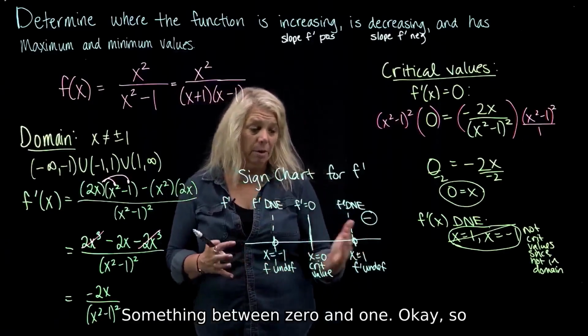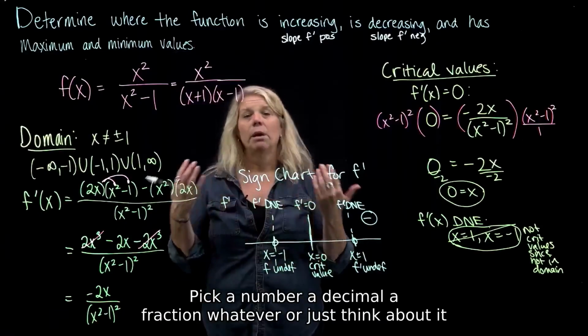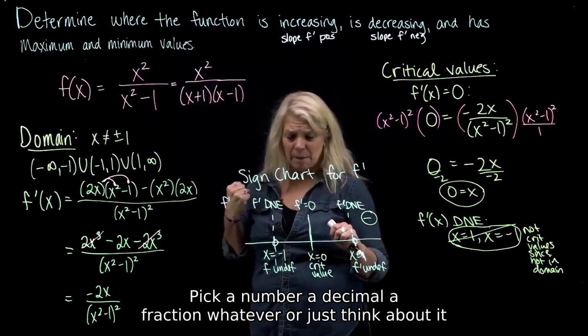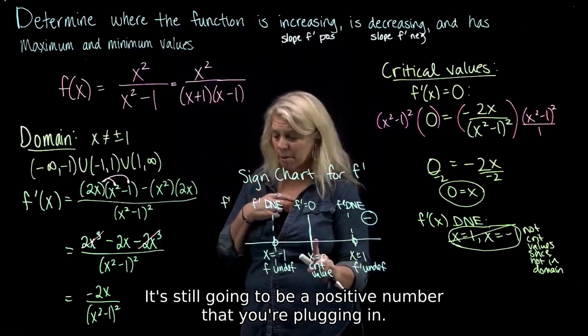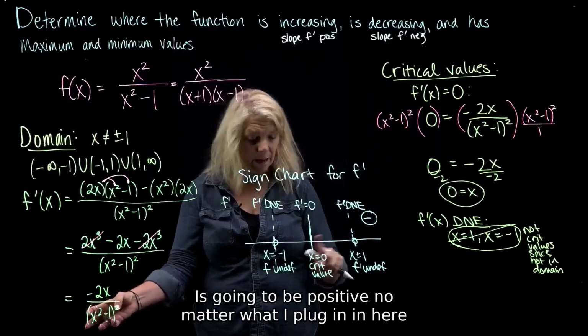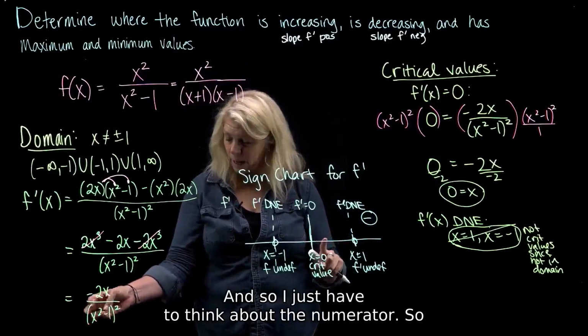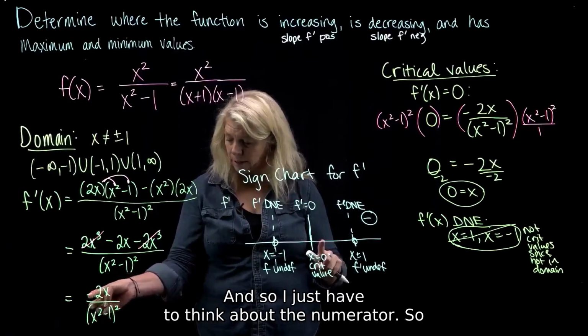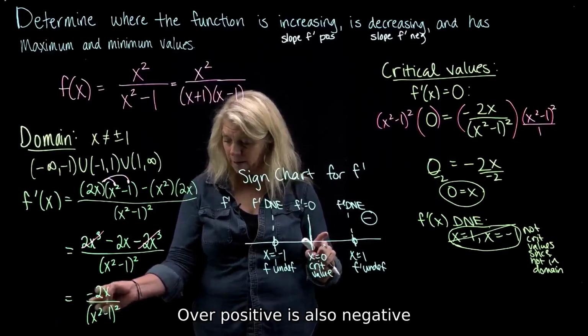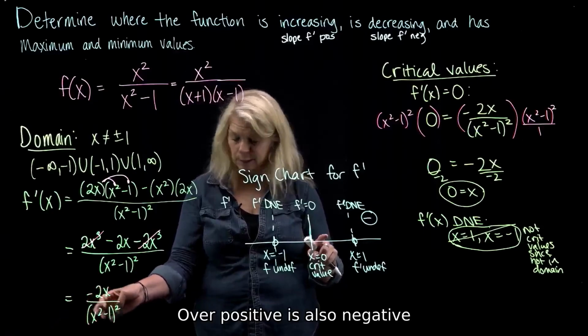Something between 0 and 1. Pick a number, a decimal, a fraction, whatever, or just think about it. It's still going to be a positive number that you're plugging in. I know that the denominator is going to be positive no matter what I plug in here, and so I just have to think about the numerator. So negative 2 times some positive number in here, that'll be negative over positive, which is also negative.